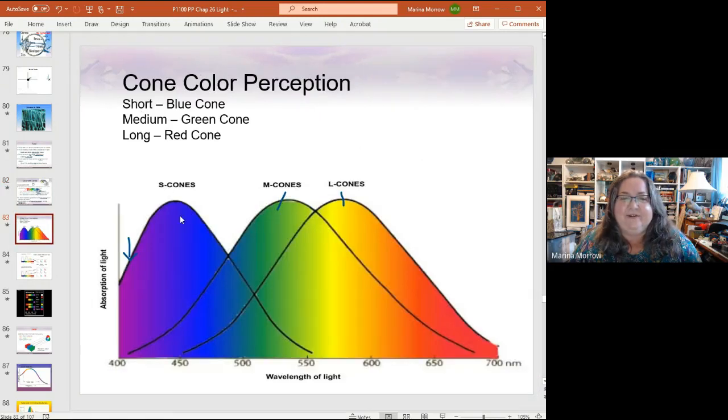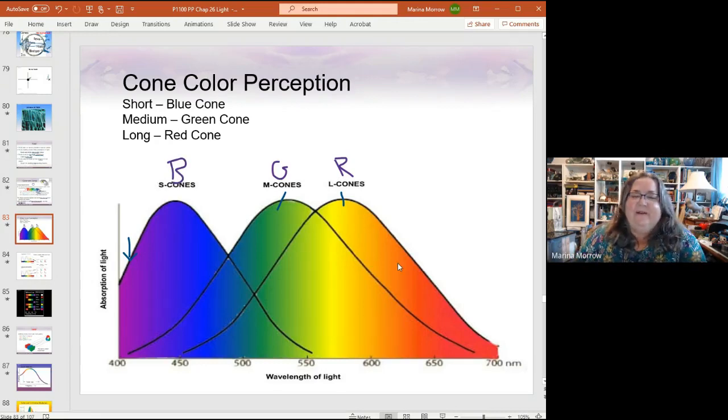So here's sort of showing the cones overlapping, and you can see how the green cone and the red cone overlap a lot. The blue cone is off over here by itself more. So there's a huge amount of overlap. Later we're going to talk about colorblind people a little bit. What happens is that often these cones overlap so much that people become red-green colorblind. They can't tell the difference between the reds and the greens.